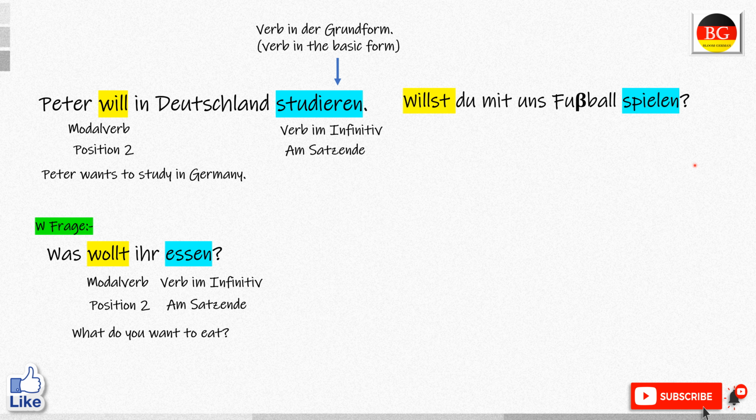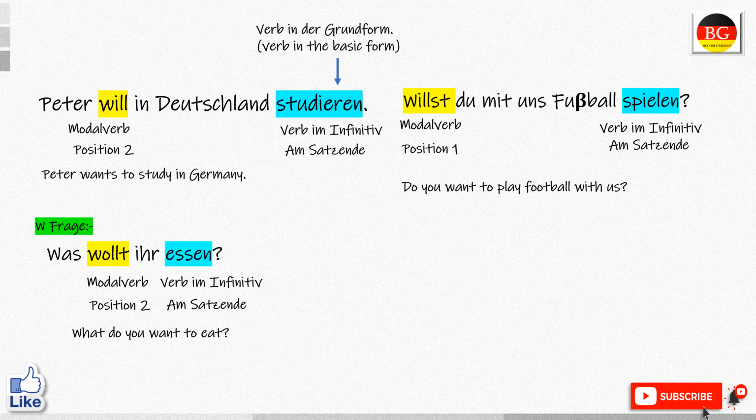Let's see how to frame the Ja Nein question. Willst du mit uns Fußball spielen? So wollen comes in conjugated form at the beginning of a question. So modal verb in conjugated form plus subject plus object plus main verb in infinitive form comes at the end of a sentence. Do you want to play football with us? This is how we can frame the Ja Nein Frage.